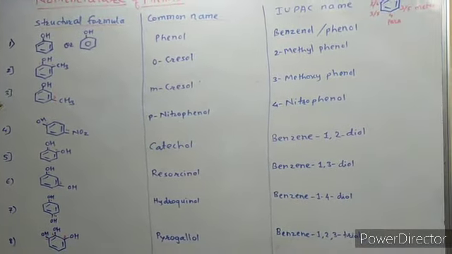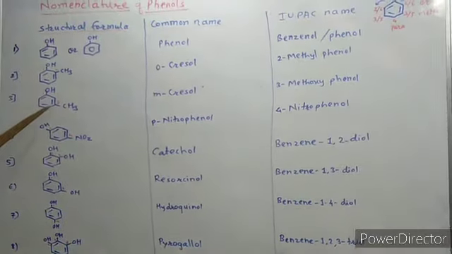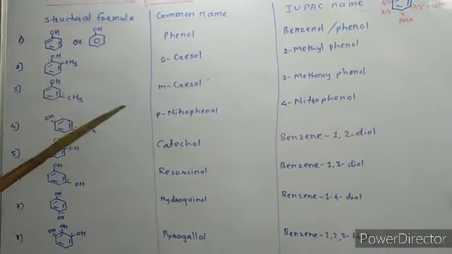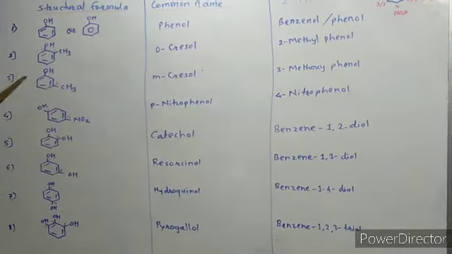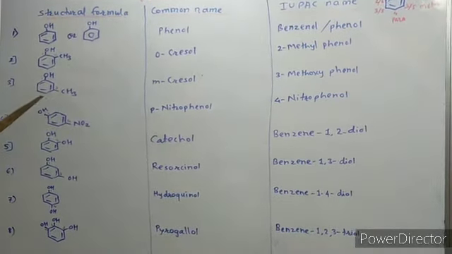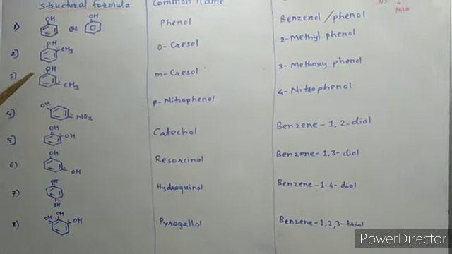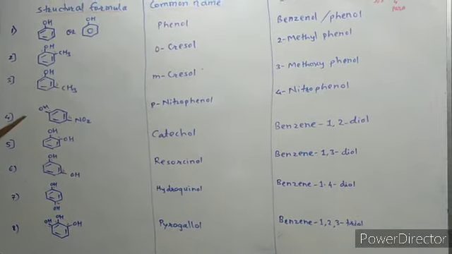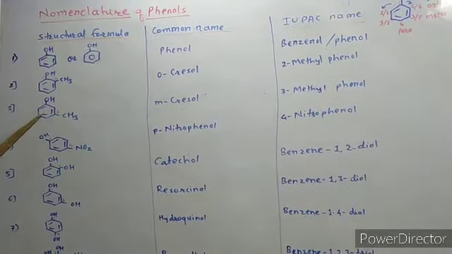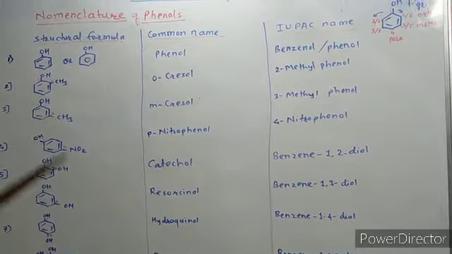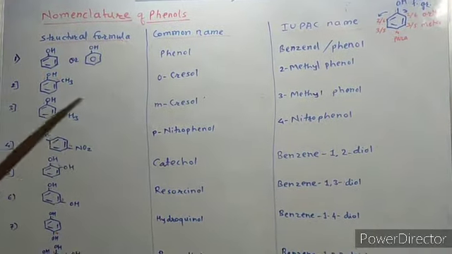Now see the third. The methyl group is attached now to the third position, that is the meta position. So it becomes m-cresol. IUPAC name becomes 3-methyl phenol. Now the methyl group attached to the third carbon atom. So the name of the compound becomes 3-methyl phenol.